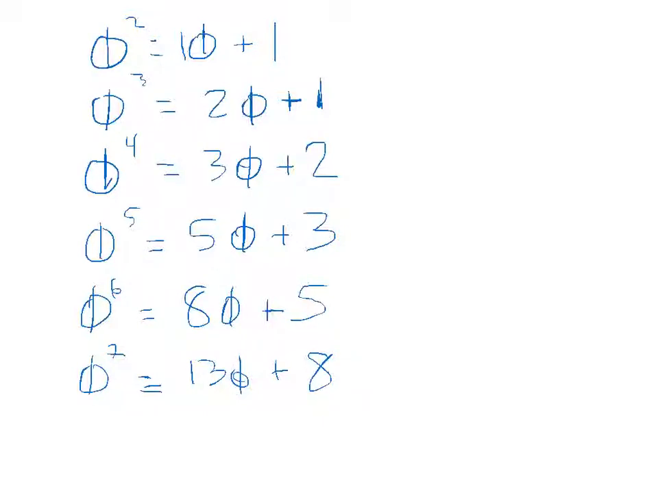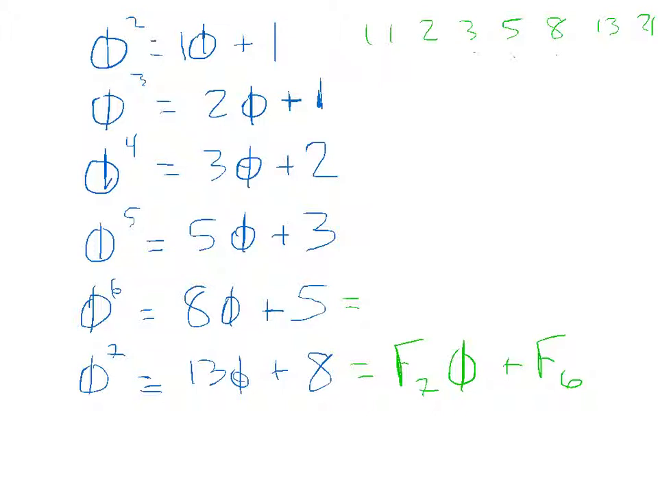So let's see, 13, that is which Fibonacci number? Maybe it'll help if I write down the list here. 1, 1, 2, 3, 5, 8, 13, 21. So 13 is the 1, 2, 3, 4, 5, 6, 7th Fibonacci number, and 8 is the 6th Fibonacci number. So this is F7 times phi plus F6.